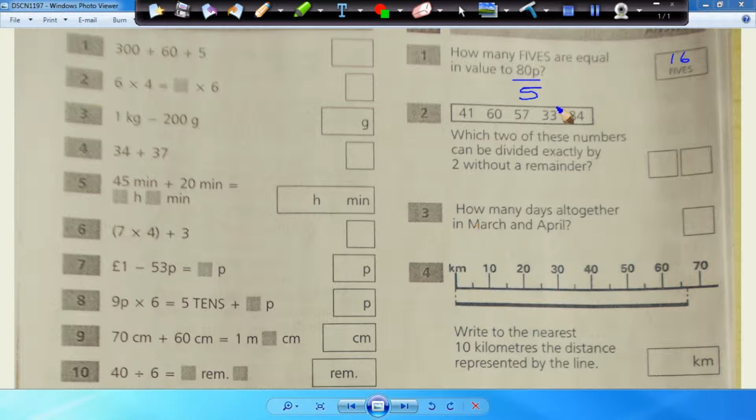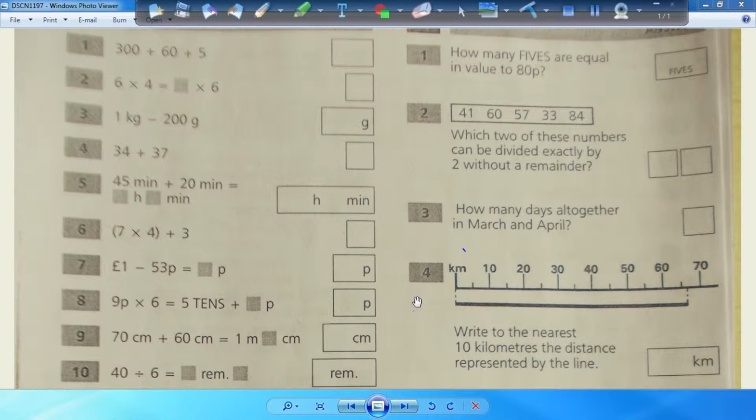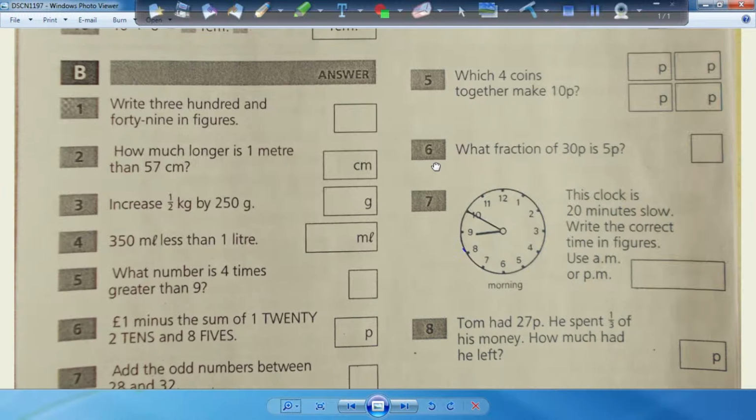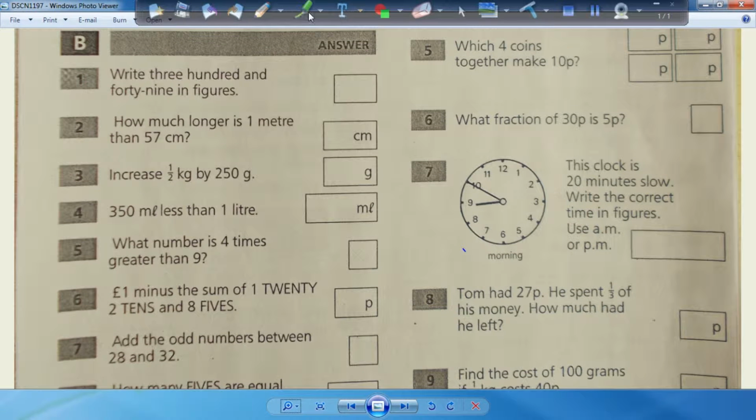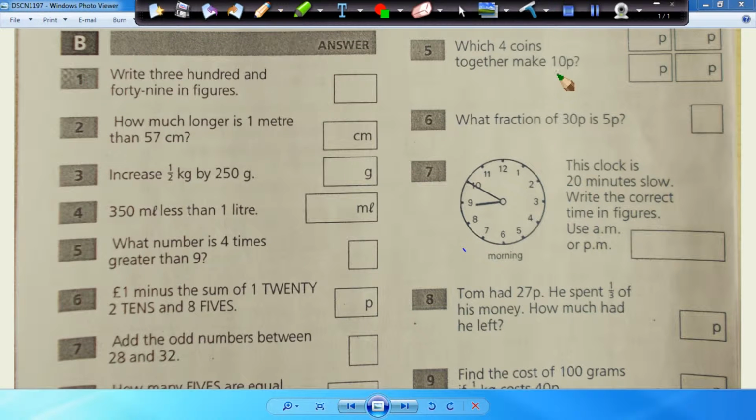Okay, right. Now this next question we're going to be doing. Which 4 coins together make 10p? Now remember, you can't have a 3p coin. You can't have a 7p coin. You can't have coins that are not real coins. So what should we start with? We start with the 5p. Okay, and then we have another 2p, and then another 2p, and then the last one, 1p. Done. You can only have coins which are real coins. You can't make things up.